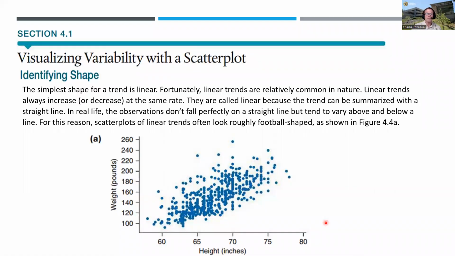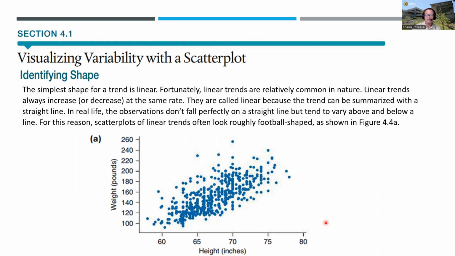The simplest shape for a trend is linear. Fortunately, linear trends are relatively common in nature. Linear trends always increase or decrease at the same rate. They're called linear because the trend can be summarized with a straight line.